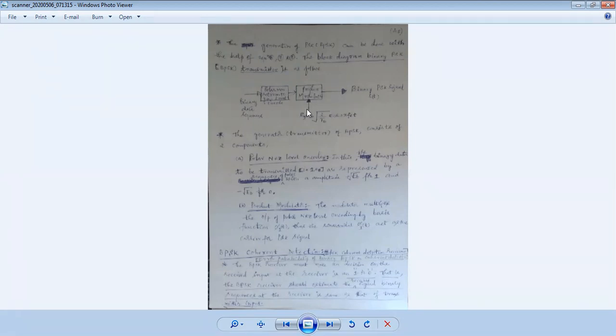binary PSK. What will happen once this binary sequence is multiplied by this? That means this signal will be within this signal, depending upon the phase changes, the different phase for 1 and 0, and the analog signal for binary PSK will be generated. Very clear. So similarly, as I said, BPSK coherent detection.